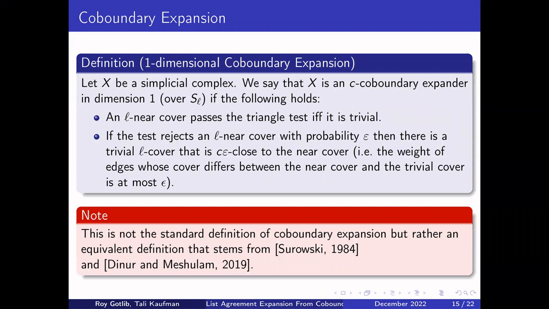As I said, we're going to define a one-dimensional coboundary expander over the symmetric group with L elements to be any simplicial complex on which the triangle test is a good test for whether a near cover is trivial, meaning that a near cover passes the triangle test with probability 1 if and only if it is trivial. And if the test rejects a near cover with probability epsilon, then one can change the covering of at most C times epsilon of the edges in order to get a trivial near cover. It is important to note that this is by no means the standard definition of coboundary expansion, but rather an equivalent definition for the first dimension that stems directly from a work by Sharansky and a work by Dinur and Meshulam.